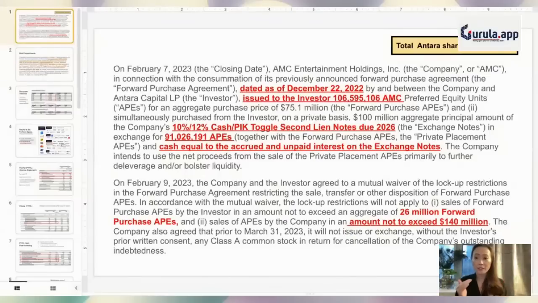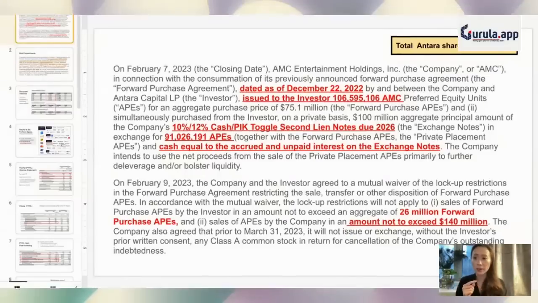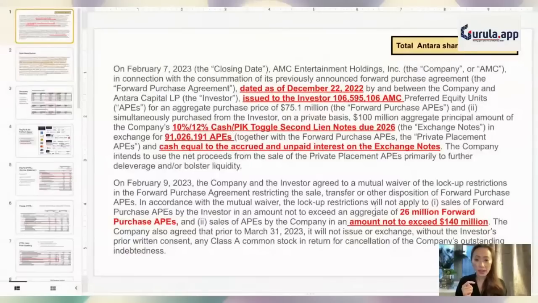Okay, the second paragraph is what freaked people out. And it's this one little phrase here that says, in accordance with the mutual waiver, the lockup restrictions will not apply to sales of forward purchase APEs by the investor. The investor would be Antara, in an amount not to exceed an aggregate of 26 million forward purchase APEs and sales of APEs in the company in an amount not to exceed 140 million. The company also agreed, and then it goes on and so forth. Okay, let me explain to you what that's all about.